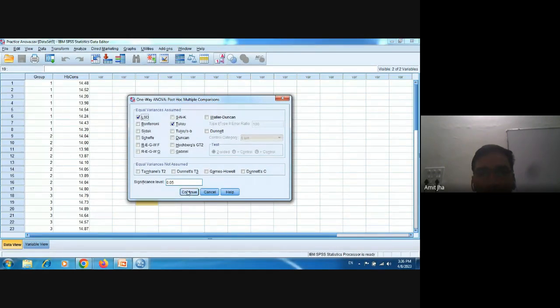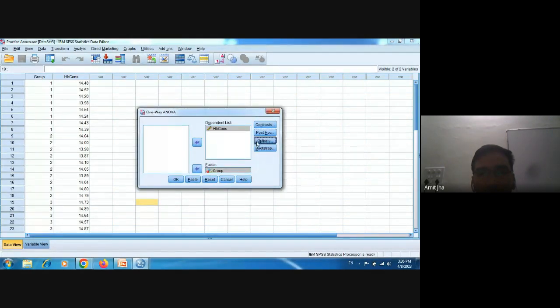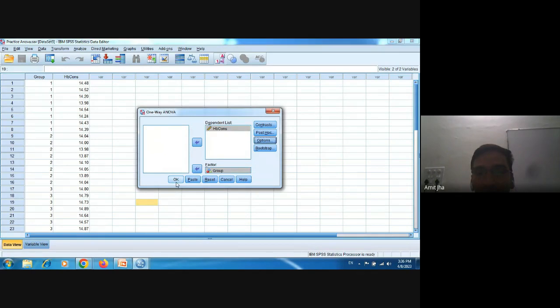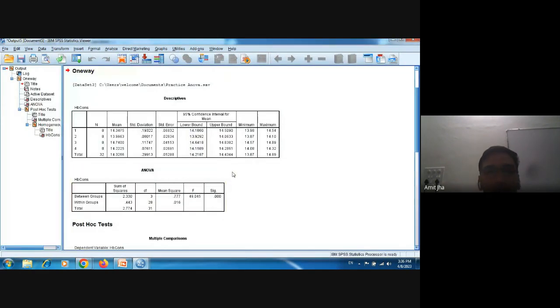So again, we will continue, and in options, descriptive statistics will tell about the mean, the standard error, standard deviation, variance. Again, we will continue. Now look, we have these descriptives. Four groups were there, and each had 8 numbers. So mean, standard deviation, standard error, the minimum, maximum, lower and upper bound, all these are there.